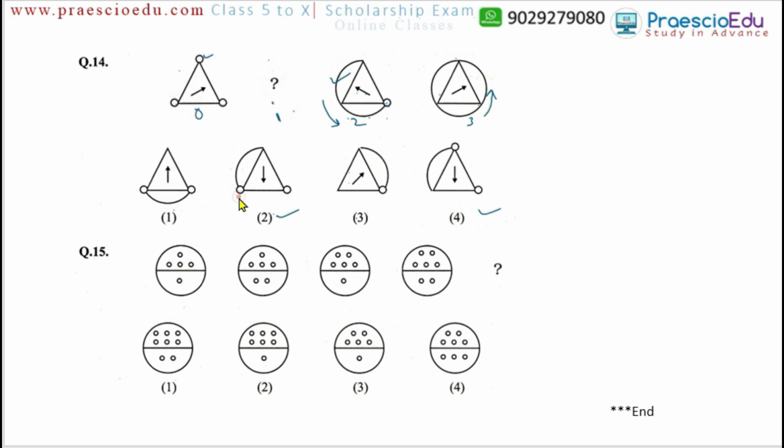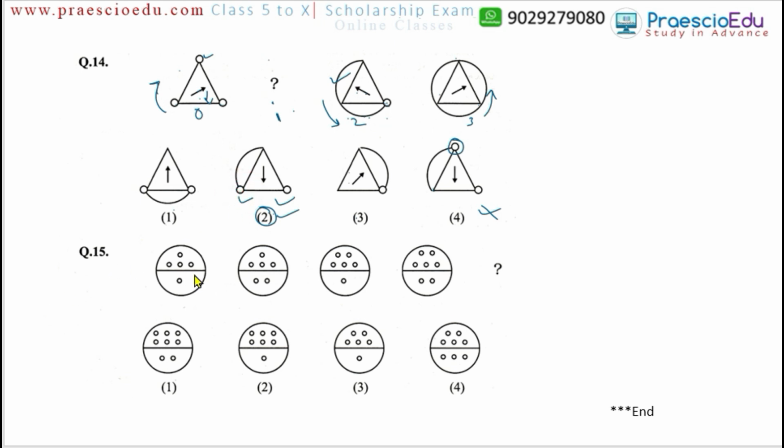So option number 2 is perfectly matching, and the arrow also moves from this to this by 120 degrees, which means this should be on the bottom side. After this one, the arrow movement is in a clockwise direction, and this arc is added in an anti-clockwise direction. So option number 2 is perfectly matching with this series. Option number 4 is not matching because of these small circles, which should be here, like option number 2.